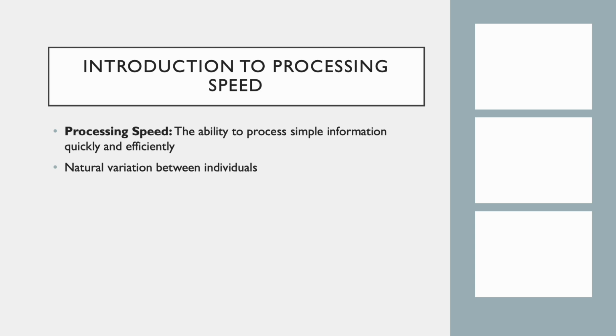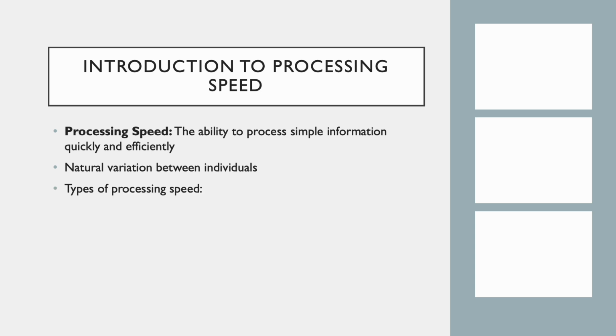Like with any cognitive domain, there's natural variation between individuals. So two people without processing speed dysfunction won't necessarily perform identically on tests measuring processing speed, and two people with processing speed dysfunction also won't necessarily perform identically to one another.